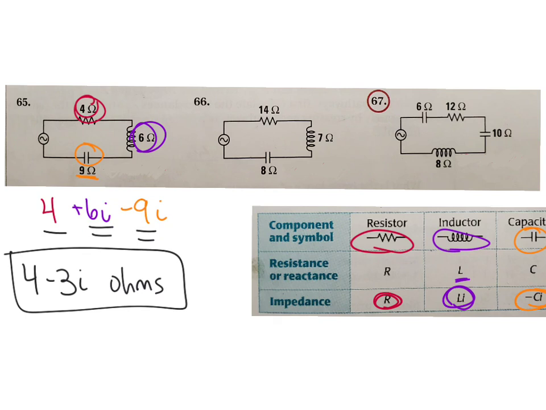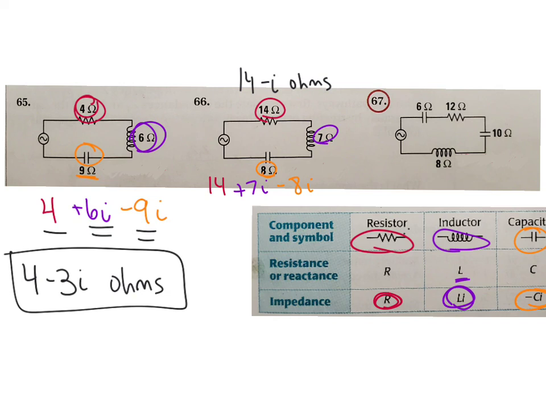So 66, 14 is the resistance. 7 is the inductor, which means we make it plus 7i. And then 8 is the capacitor, which makes it minus 8i. So I'm going to combine my like terms. My answer for 66 is just going to be 14, 7i minus 8i is minus i. And don't forget your label, ohms.